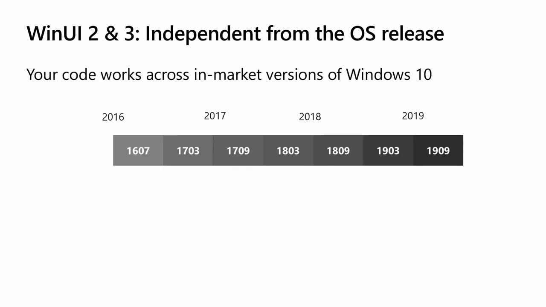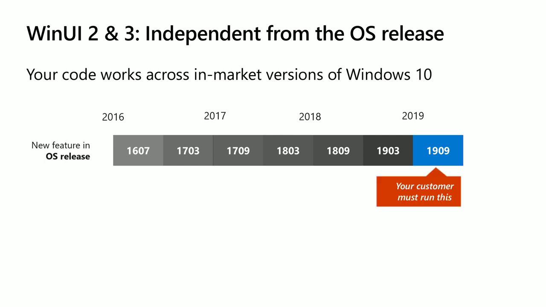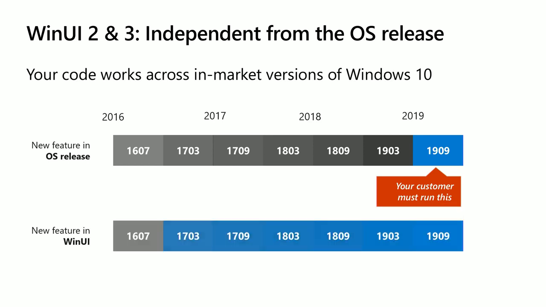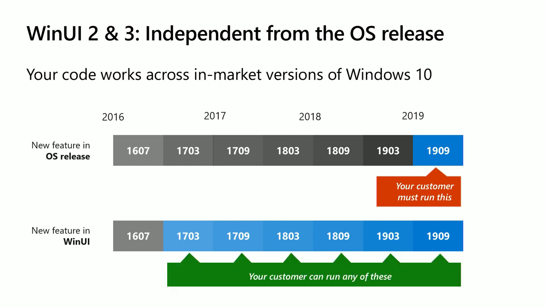In both cases, you're getting something that's independent from the OS, which means that your code can work across in-market versions of the operating system. And so today, when Microsoft adds some feature to the platform in the operating system, let's say we add it to 1909, the latest Windows 10 release, your app can't really fully exploit that unless your customers have deployed that OS version. With WinUI, because it goes across a range of OS versions, you can then use that feature even if your customers are any one of those Windows 10 versions, okay? So it's independent from the operating system.